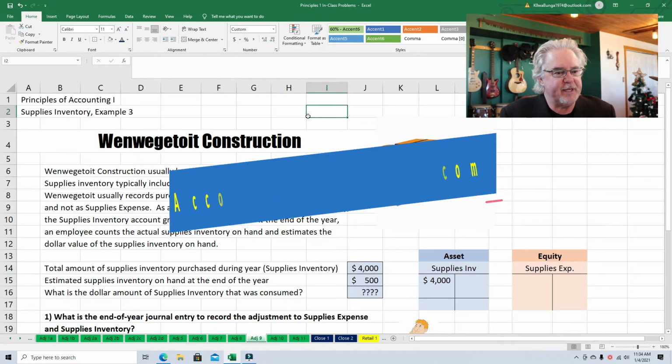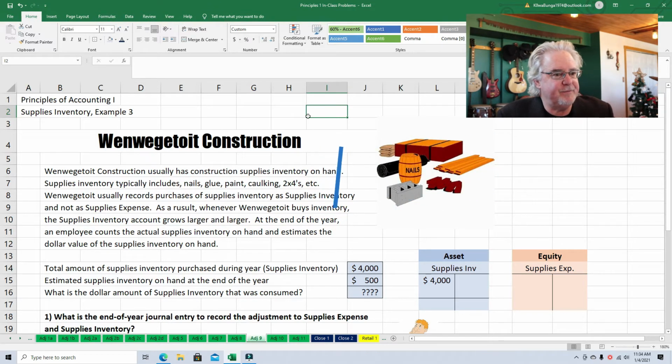So here we go. When we get to a construction company, they are building a lot of homes, a lot of buildings, and they have a supplies inventory. Now, their supplies inventory consists of things like 2x4s and plywood and paint and nails and just a lot of miscellaneous things that are left over from jobs. And whenever the company buys such things, they debit supplies inventory. In the last example, they debited supplies expense. But in this case, the bookkeeper, for whatever reason, whenever they buy supplies, just debits supplies inventory.